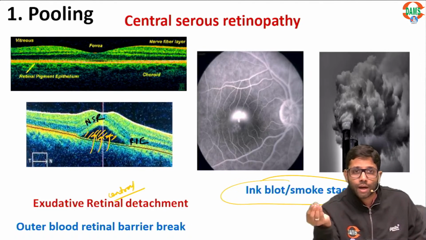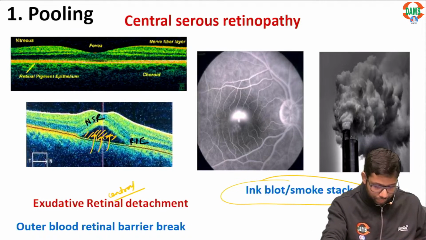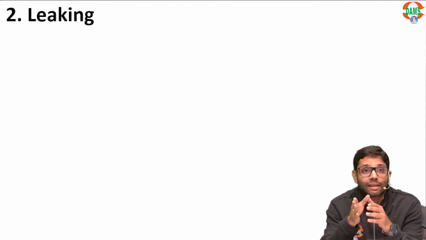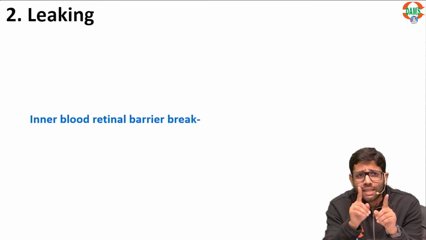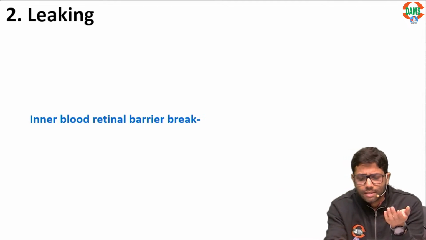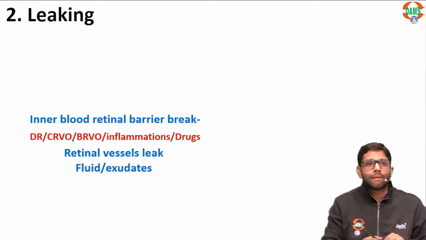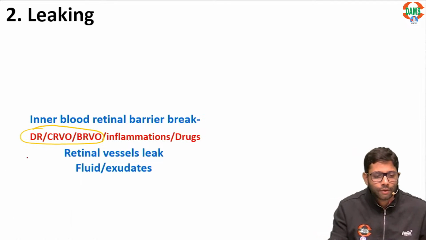Pooling is an example of hyperfluorescence. Everyone okay with me? Good answers. Leaking. Let us see an example of leaking. The dye is leaking from the vessel. So see this. If there is an inner barrier break, the inner barrier is applicable for the inner 6 layers. Central vessels will leak. So the inner barrier can be broken down in diabetic retinopathy, central retinal vein occlusion, branch retinal vein occlusion due to a chemical mediator, vascular endothelial growth factor.